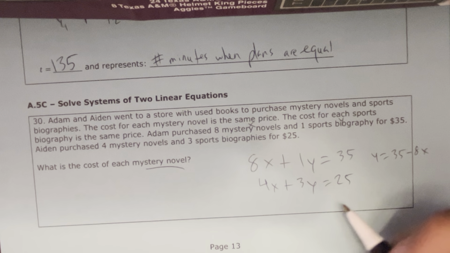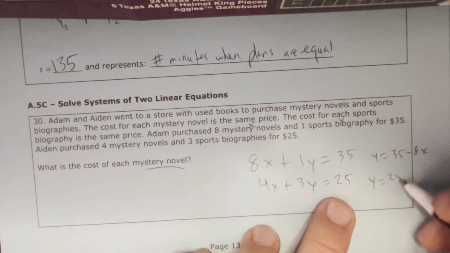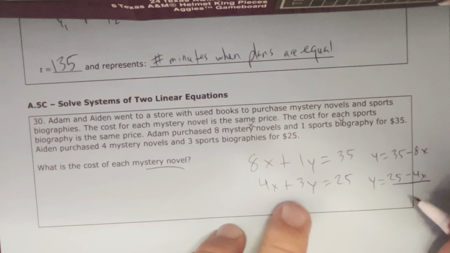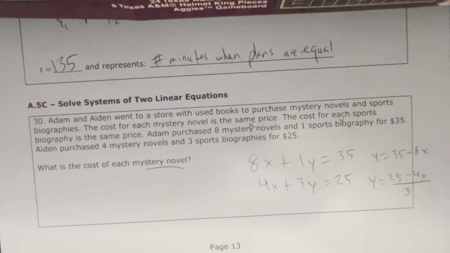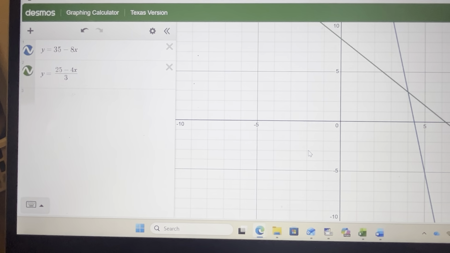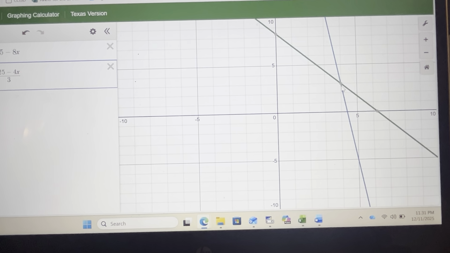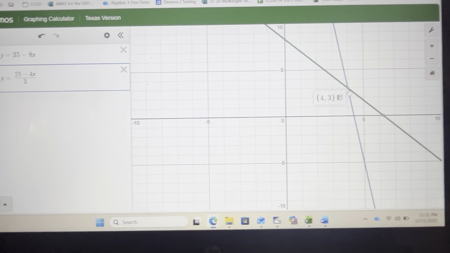to write it. For this one, I'm going to move the 4x over. So we have the 25 minus the 4x. And then we're going to divide by 3. It's kind of a shorthand way of doing all the steps. And now we're going to put these into Desmos. All right, so here's the 2 equations in Desmos. And we're going to go over here, find where they intersect, and it's at 4, 3.